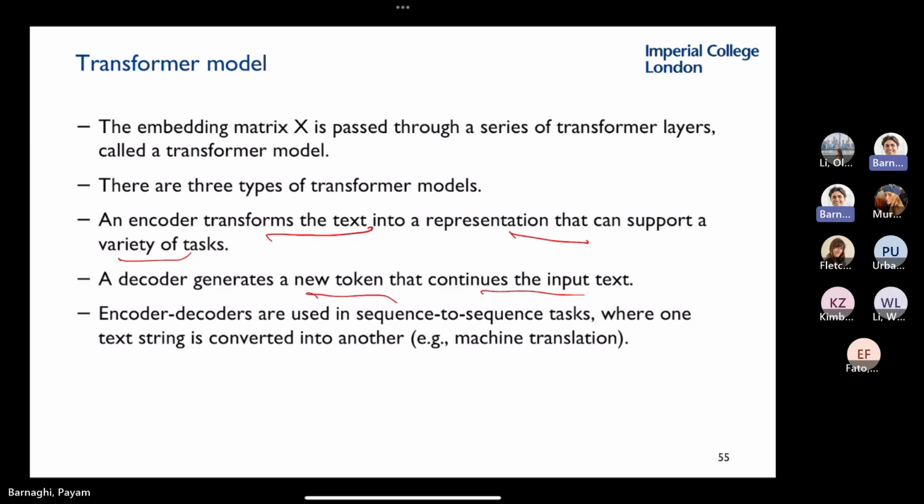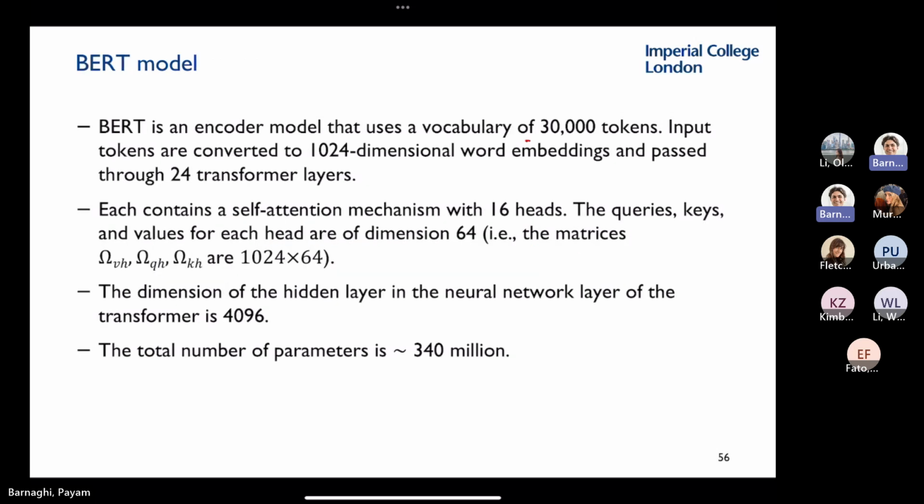Generally, you have seen how language-to-language translation works really well. BERT is one of the early large language models. It started with a vocabulary of 30,000 tokens. I think it was trained on Wikipedia. Each word was converted to a word embedding, a vector of 1024 dimensions. Computer scientists like these power-of-2 dimensions. Then they pass it through 24 transformer layers.